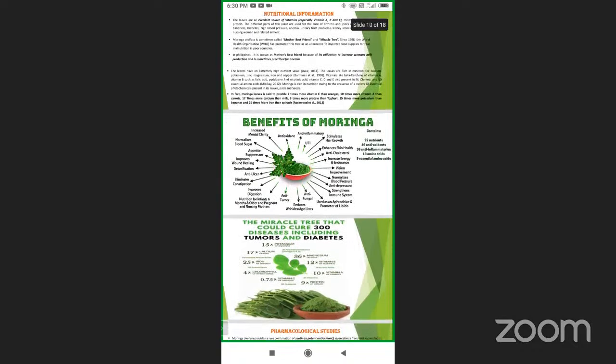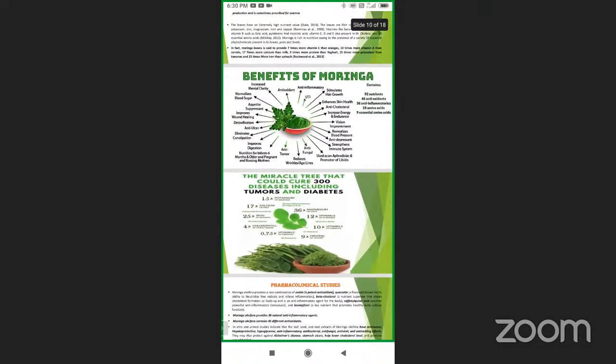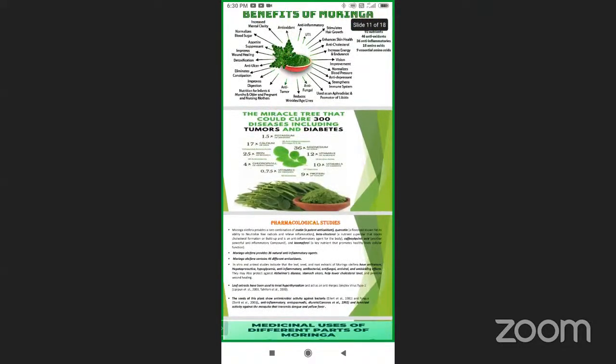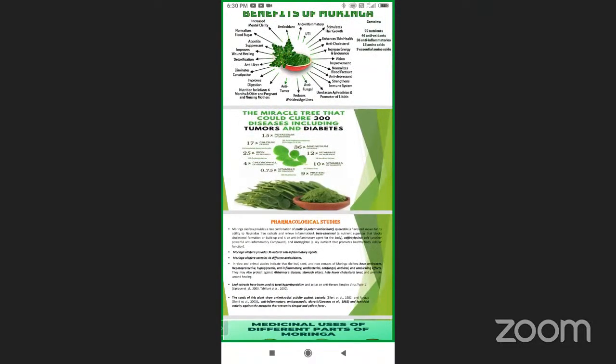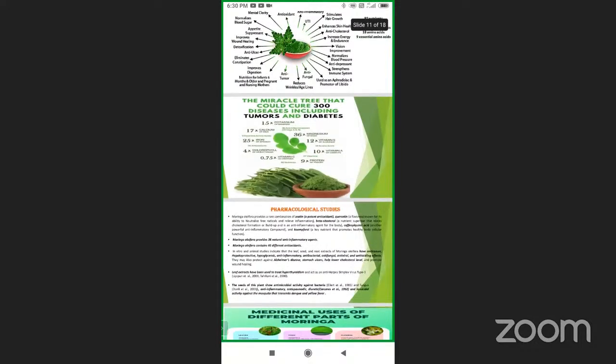We can see the nutrients: 92 nutrients, 46 antioxidants, 36 anti-inflammatory compounds, 18 amino acids, and 9 essential amino acids. This drug carries these. Again, you can see in this PPT the miracle tree that could cure 300 diseases, including tumors and diabetes. And you can see the benefits of this plant.